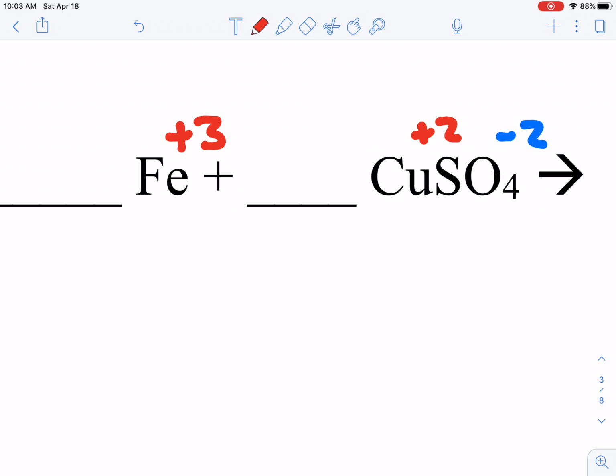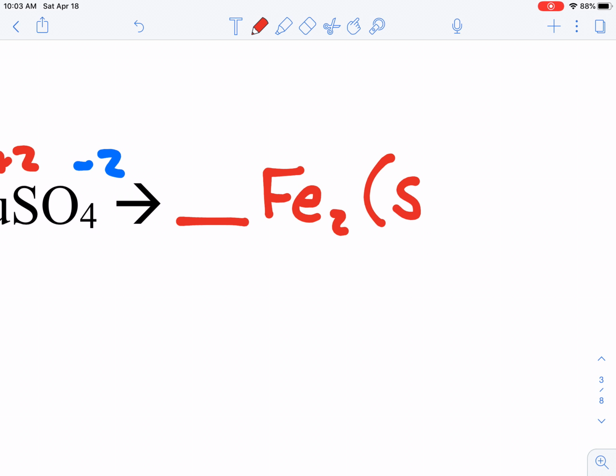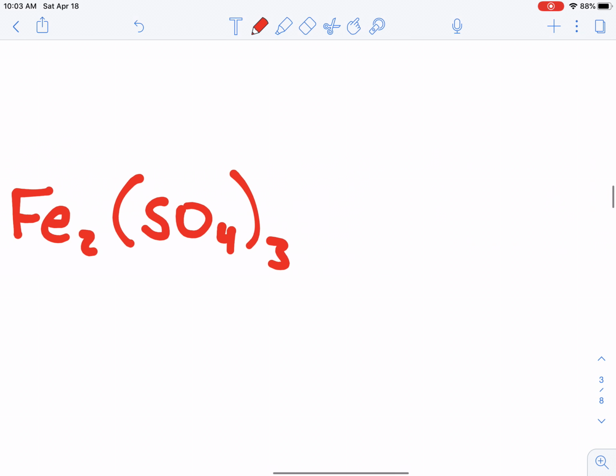So when we make our products, iron has to end up with sulfate. We have a +3 and a -2. So we're going to end up with Fe2(SO4)3. And then we get copper by itself.